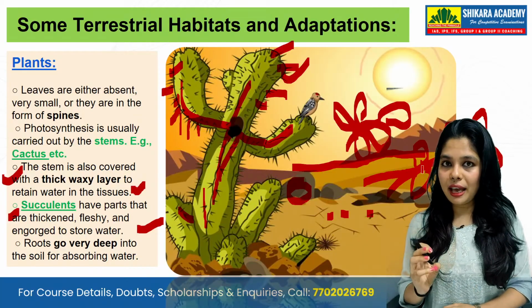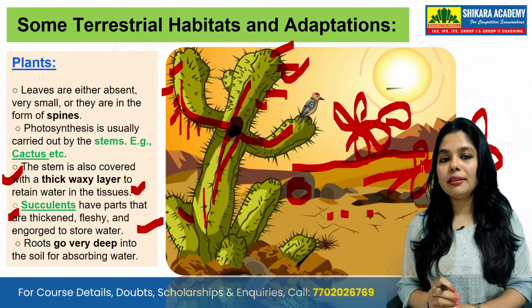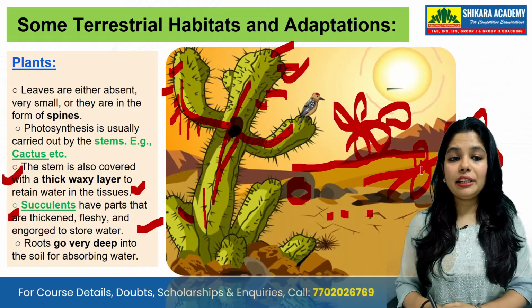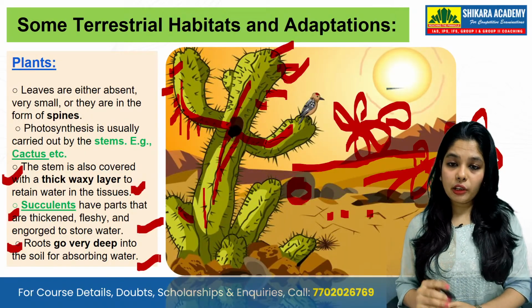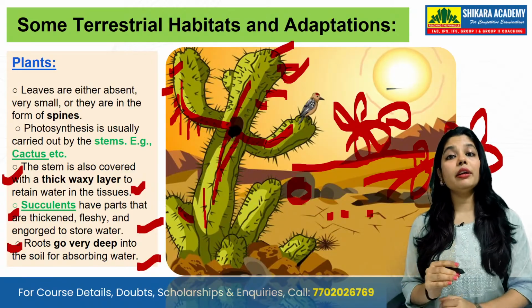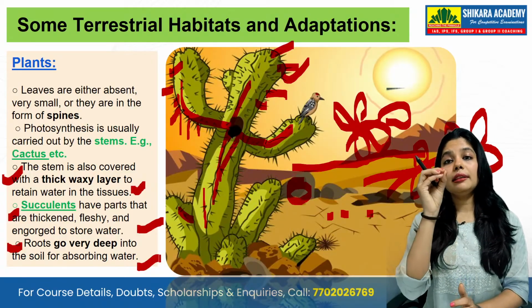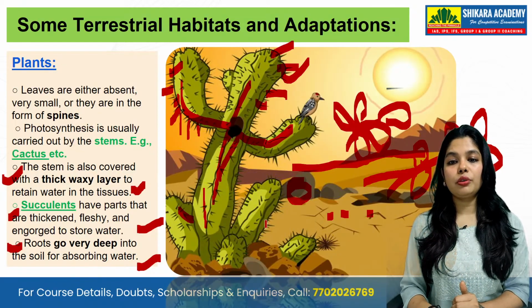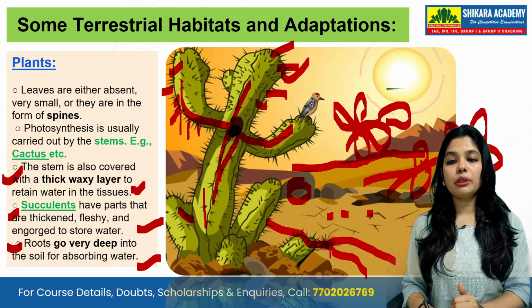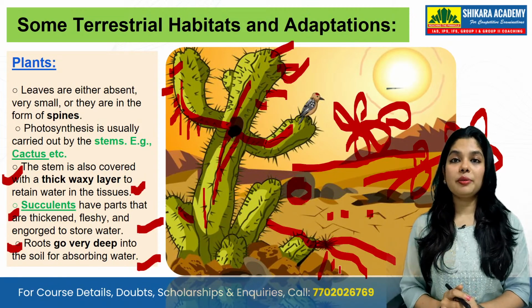So among succulents, we have cactuses growing in the desert area, and their roots also go deep for absorbing water. On the surface, they are not getting water. When they are not getting water on the surface, the roots of these plants will be going deep down in the soil in search of what? Water.